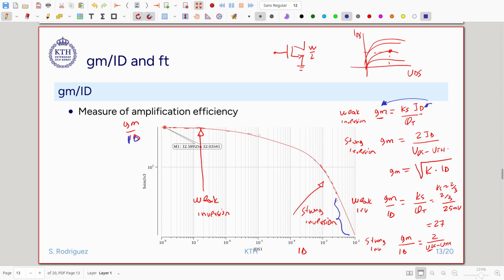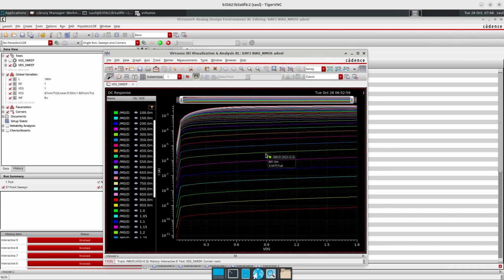But we will want to work in the upper part of this curve, where we have very good gm over ID. So we have very good amplification for the current that we put. Okay, so those are the places that we will want to work. And for that we have this gm over ID, and you are going to make this template as part of the laboratory. I'm just going to show you now.